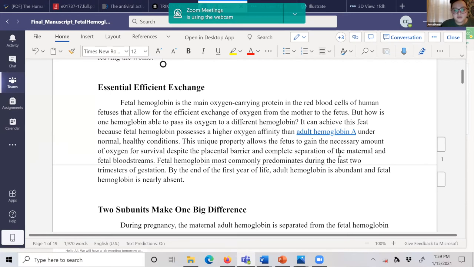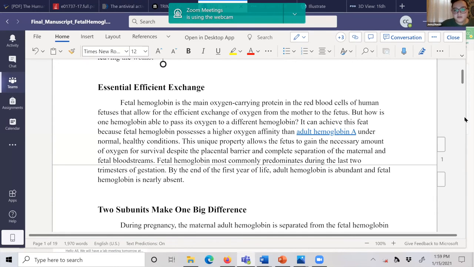But how is one hemoglobin able to pass its oxygen to a different hemoglobin? It can achieve this feat because fetal hemoglobin possesses a higher oxygen affinity than adult hemoglobin A under normal healthy conditions. This unique property allows the fetus to gain the necessary amount of oxygen for survival despite the placental barrier and complete separation of maternal and fetal bloodstreams.